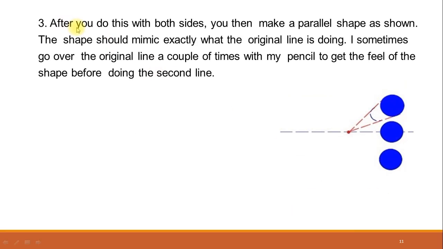Now step number 3. After you do this with both sides, like this is the orthogonal line and this is the orthogonal for the other side, you then make parallel shapes. Parallel shapes are shown in this figure. The shape should mimic exactly what the original line is doing. I sometimes go over the original line a couple of times with my pencil to get the feel of the shape before doing the second line.